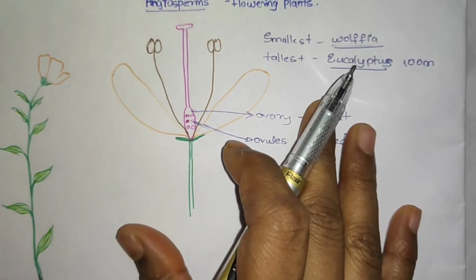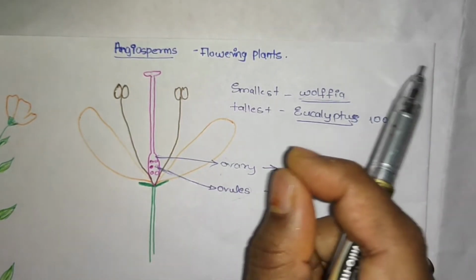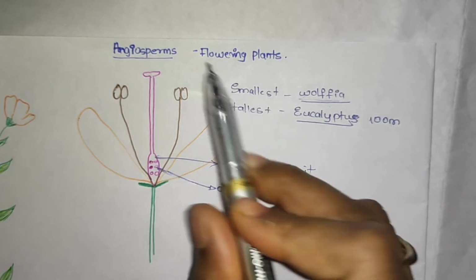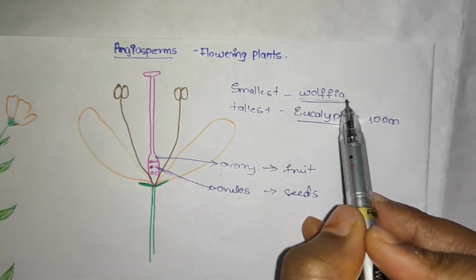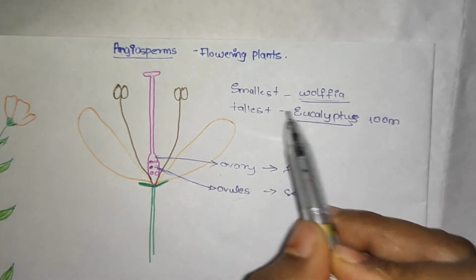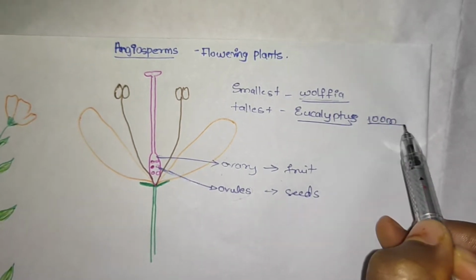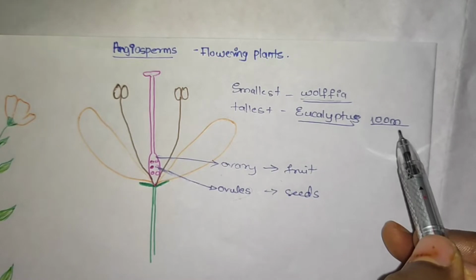So how are these plants? Usually these plants might be small and tiny. The smallest plant in angiosperms is Wolffia, and the tallest plant in angiosperms is Eucalyptus. About 100 meters in height it can grow.